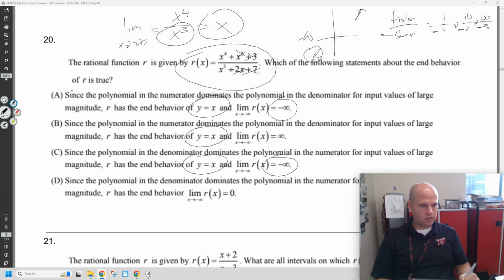Okay, but what's the difference between these two statements? Since the polynomial numerator dominates the polynomial denominator, this is the exact way as I understand things. Yes, numerator dominates the denominator, not denominator dominates the numerator.